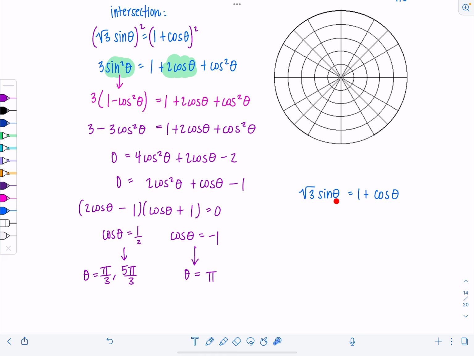Sine at pi over 3 is rad 3 over 2. Rad 3 over 2 times rad 3, that's 3/2. Equals 1 plus 1/2, that's also 3/2. Okay, so that one checks.